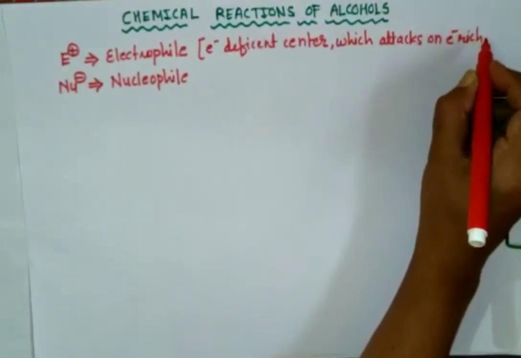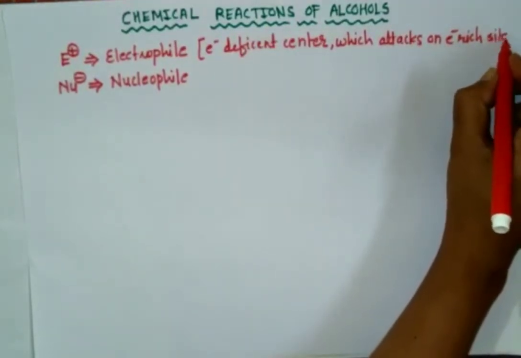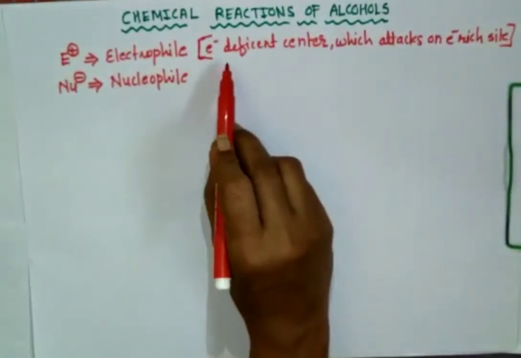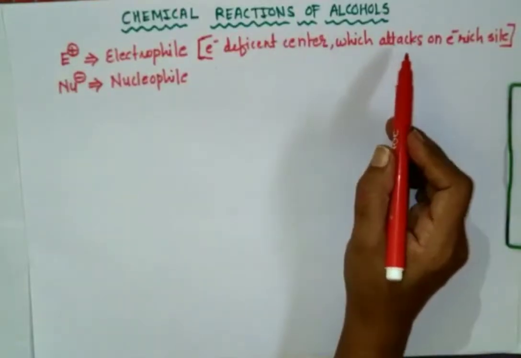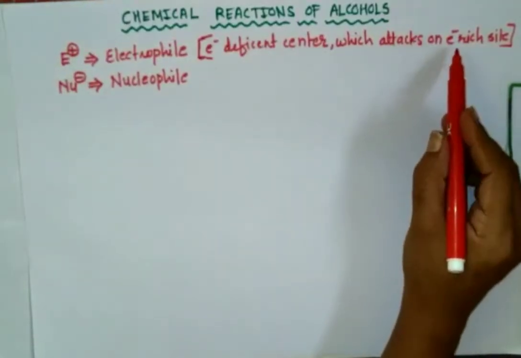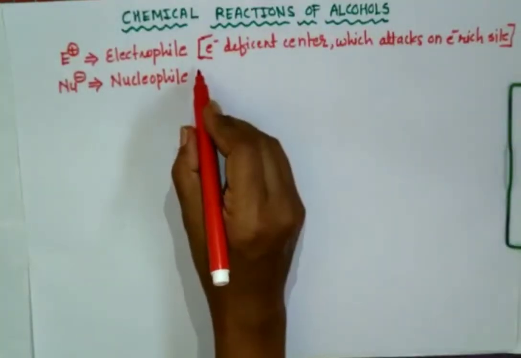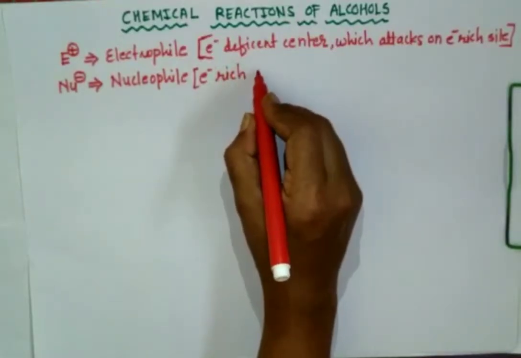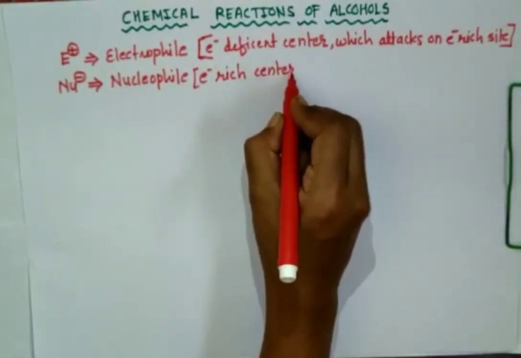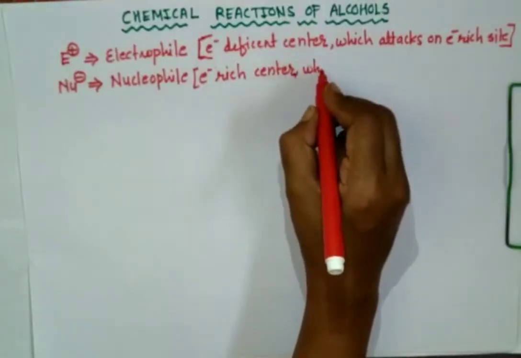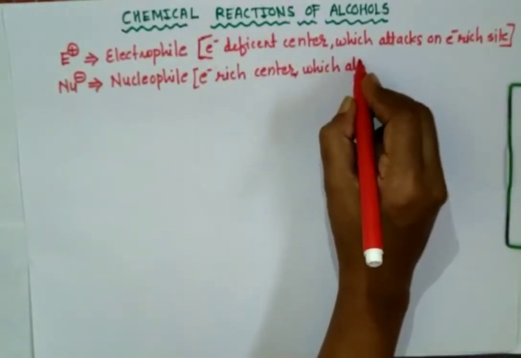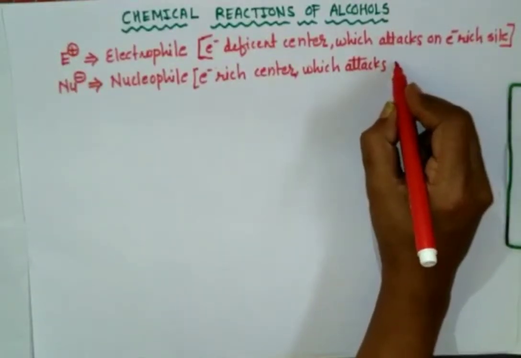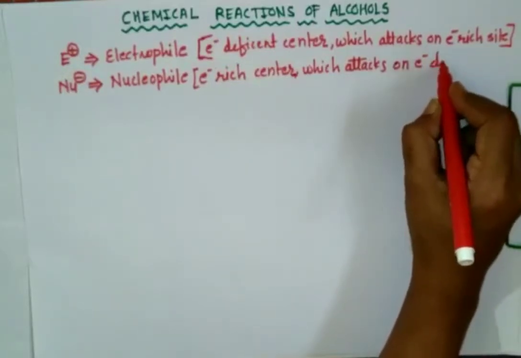rich site. So electrophiles are nothing but electron deficient centers, and they will have affinity towards electron rich site. What about nucleophiles? These are electron rich centers or electron rich species. These will have affinity towards, and attack on, the electron deficient site.